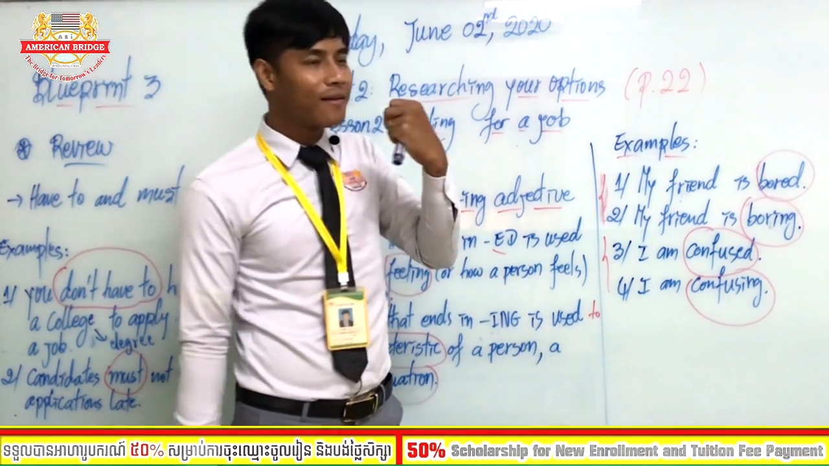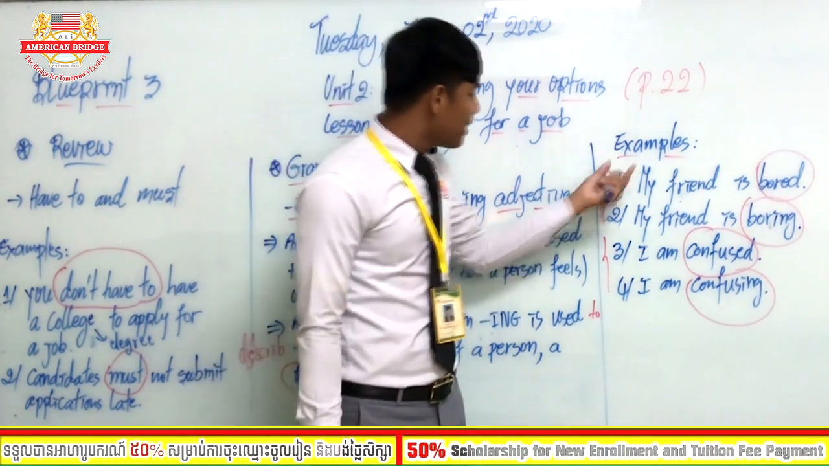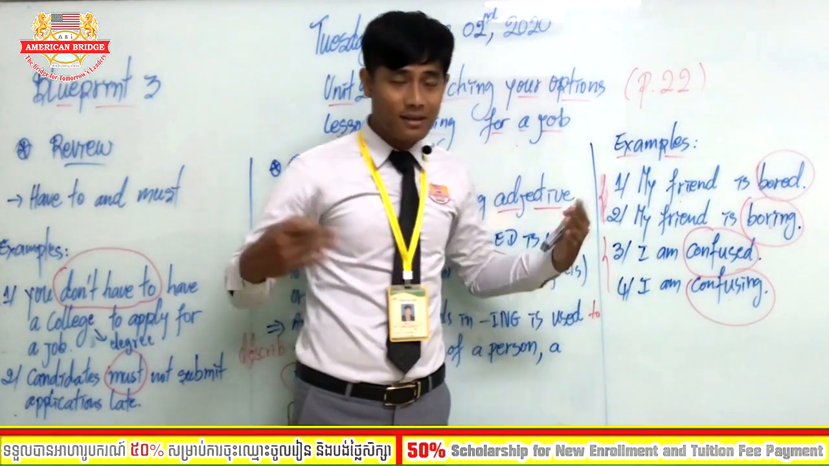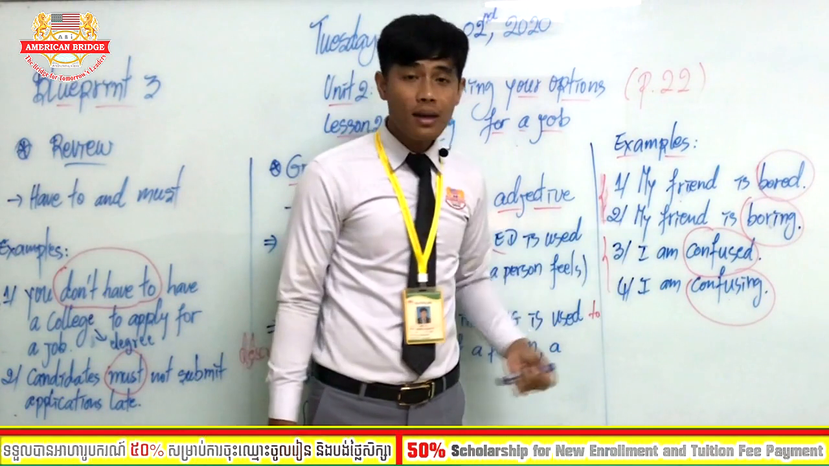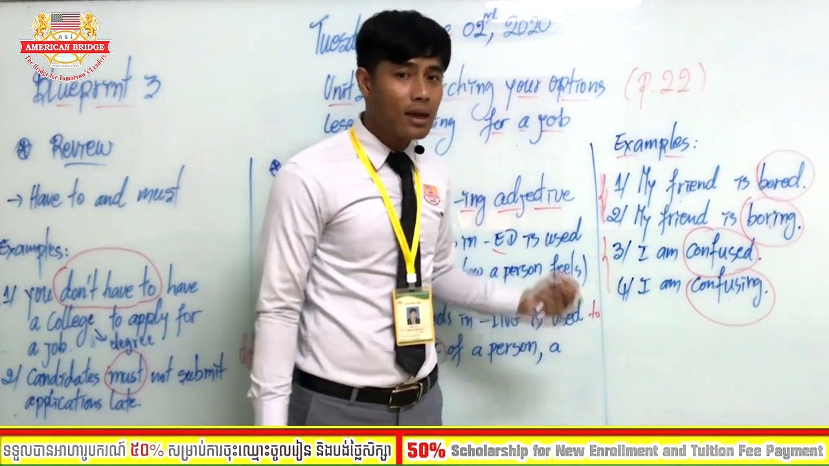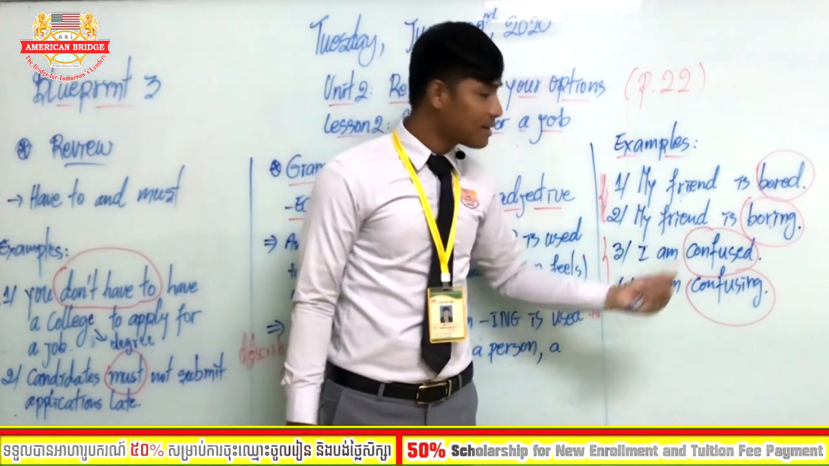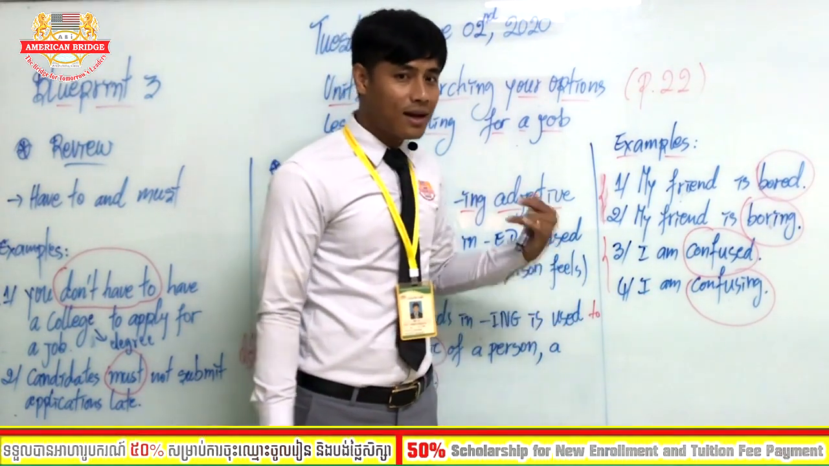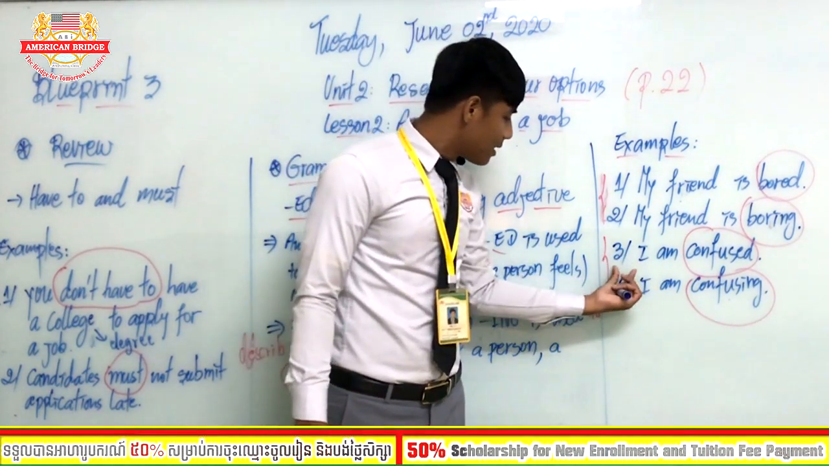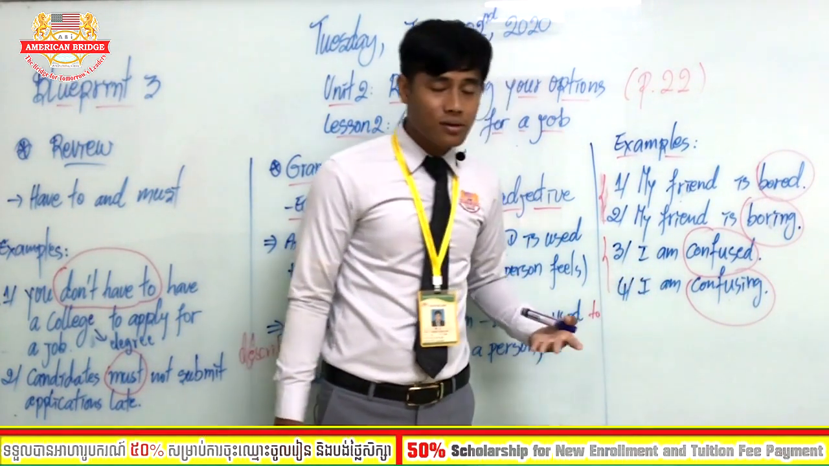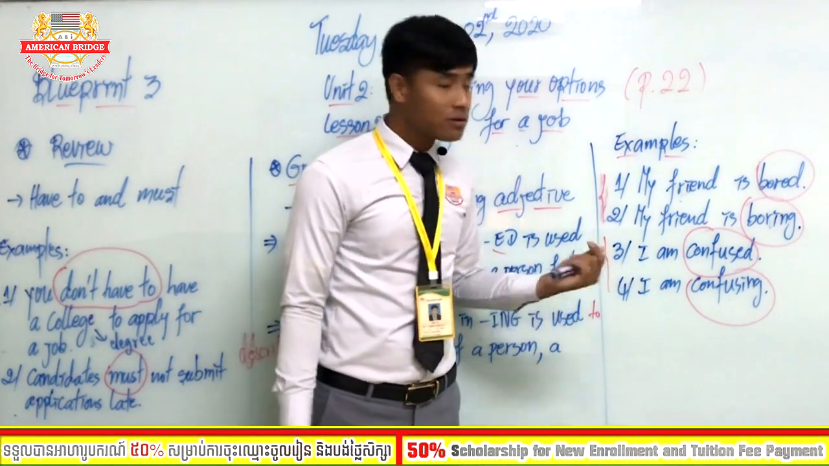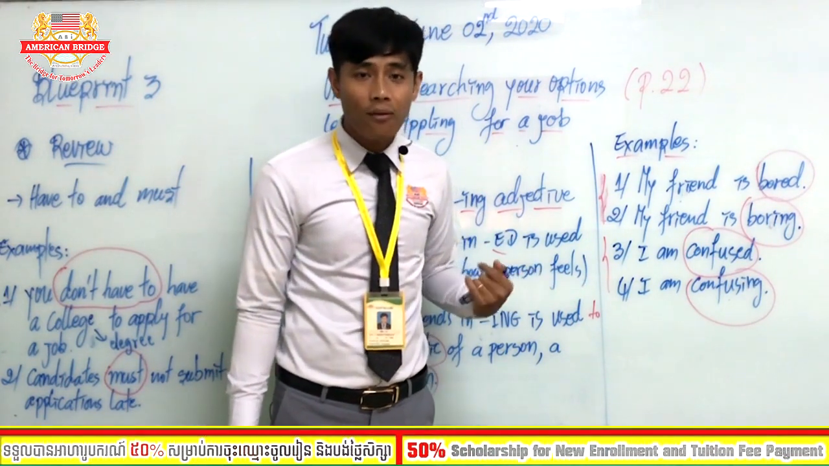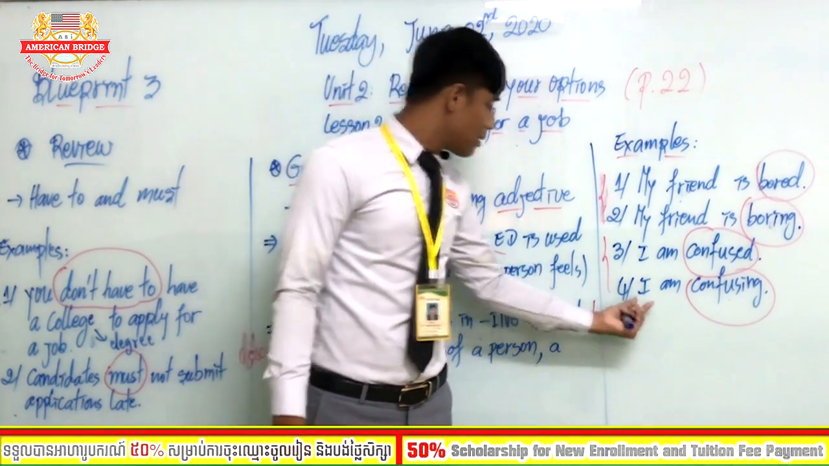Okay, let's look at examples again to make sure that you can understand this topic correctly. Okay, examples. My friend is bored means he is bored now. Okay, he's bored now, and my friend is boring. So he is a boring person, right? A boring person. 3. I am confused. I'm confused means I can choose something now. Okay, I can choose something.